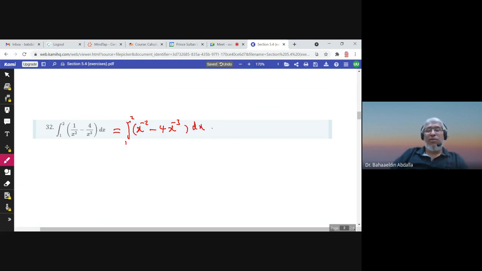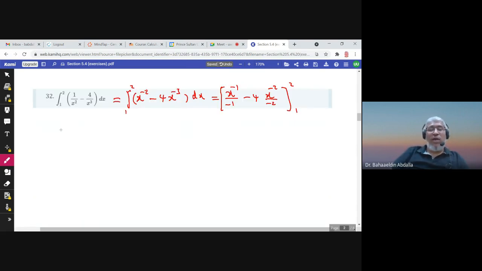So the integral of x to the power negative 2 is x to the power negative 1 over negative 1, because we add 1 to the power. The integral of x to the power negative 3 is x to the power negative 2 over negative 2. All of this are from 1 to 2. So the negative 1, I can take it up, and x to the power negative 1, I will write it 1 over x, from 1 to 2. Then minus 4 over minus 2, this is plus 2.